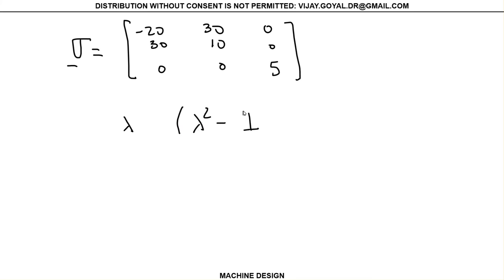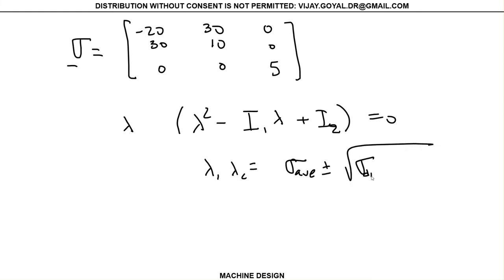Then your solution, remember that we had lambda squared minus I1 lambda plus I2 equal to 0. And I told you what you could do is solve this and say lambda 1 and 2 is equal to sigma average plus minus the square root of sigma difference squared plus tau xy squared. So this is still true. All you have to do is say minus 5, whatever this value is, you put it inside here.